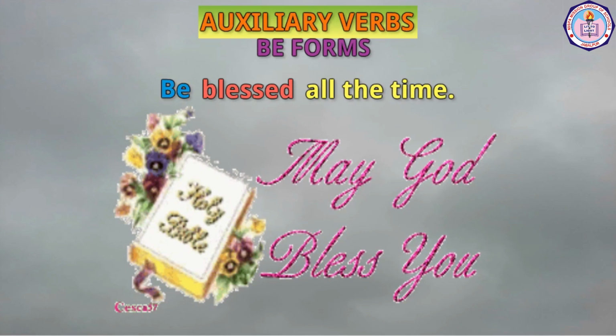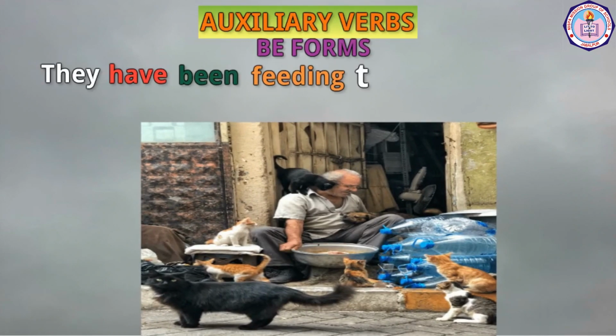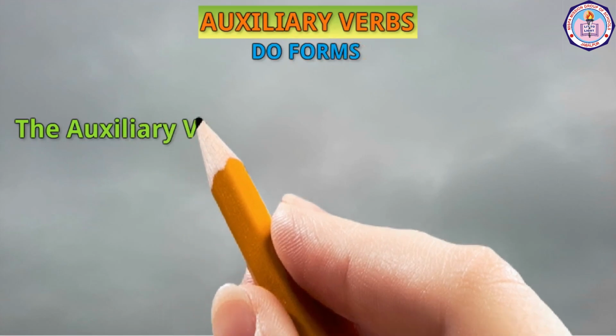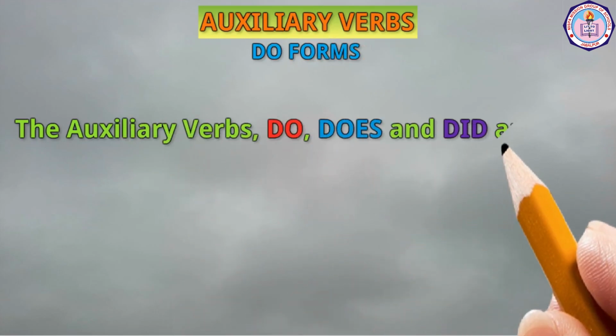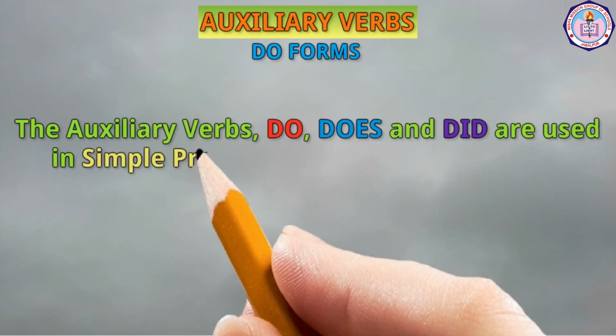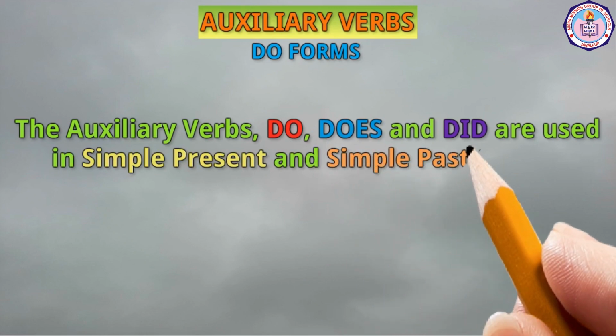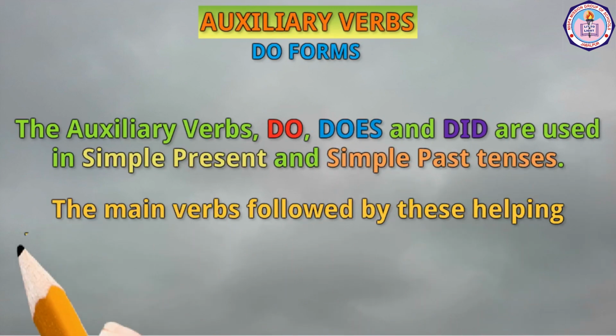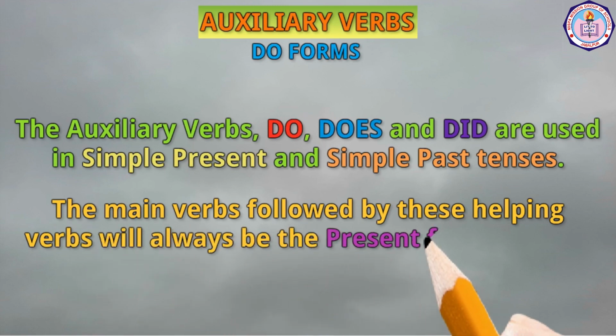Here, be is the auxiliary verb of the main verb blessed. They have been feeding the stray animals for 6 months. Here, have and been are the helping verbs of the main verb feeding. Do forms. The auxiliary verbs do, does, and did are used in simple present and simple past tenses. The main verbs followed by these helping verbs will always be the present form of verb.